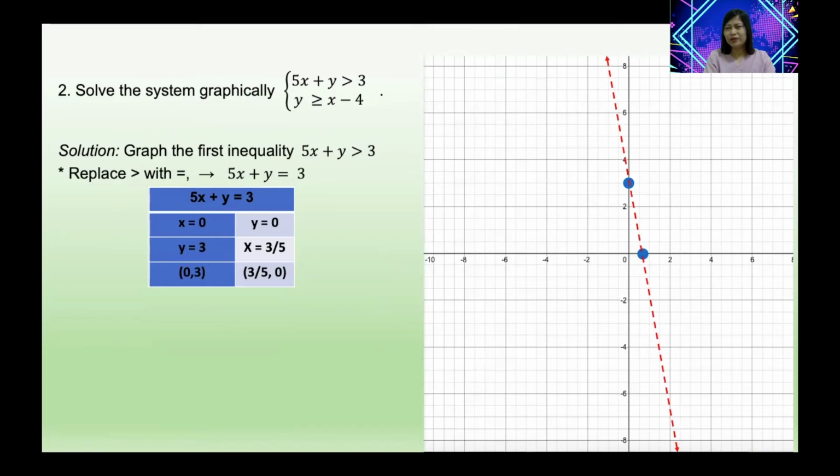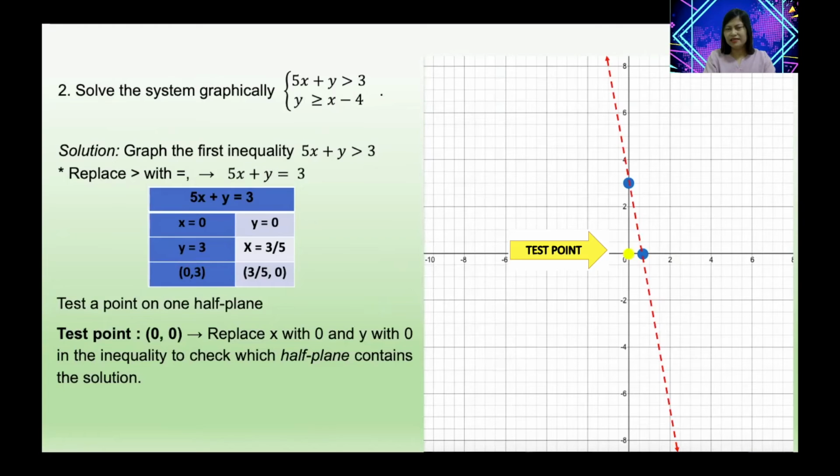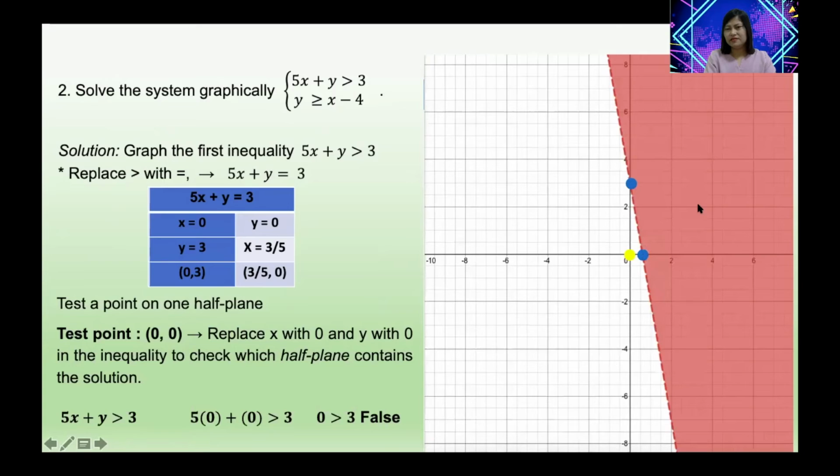Let's have the test point for us to know on what region to shade. Again, let's have the origin. So substitute in the inequality, then simplify. The resulting inequality is 0 is greater than 3, which is false. Meaning, instead of shading this part, this is the region that we are going to shade. This is now the graph of 5x plus y is greater than 3.